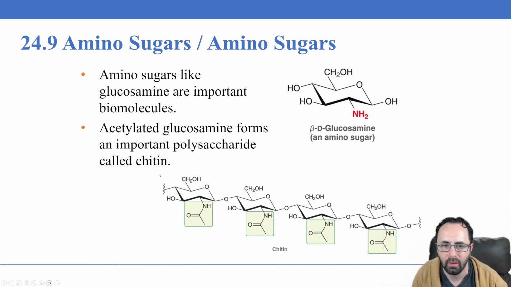And so this acylated glucosamine will form this important polysaccharide, and this is called chitin. And again, this is what composes the shells on many insects and sea creatures. And the carbohydrate monomer here in chitin is like glucose, but instead of having a hydroxyl group on the 2nd carbon, there's an amino group. And so this is called beta-D-glucosamine. Glucosamine, because it's glucose, except on carbon number 2, instead of having a hydroxyl group, it is an amine group.